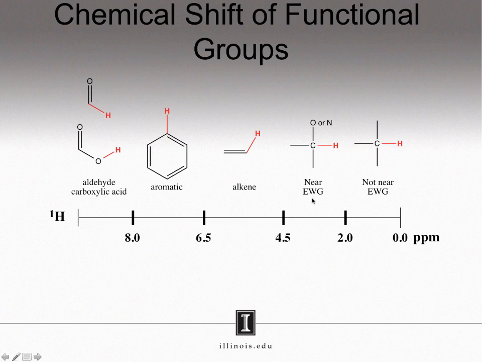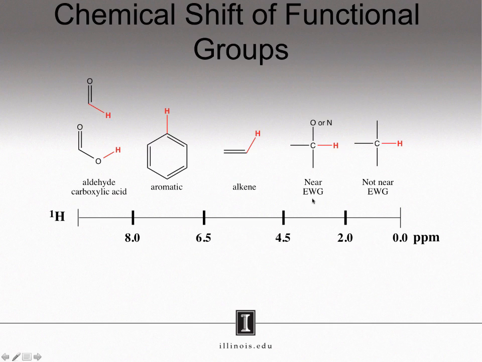Not all electron withdrawing groups are equivalent. Carbonyls, for example, are electron withdrawing, but they are not strongly electron withdrawing. As a result, hydrogen atoms near a carbonyl, notice how I'm saying near, not attached to. You will see in a little bit how hydrogen atoms attached to an aldehyde or attached to a carboxylic acid are very far downfield. But for normal hydrogen atoms that are near a carbonyl, those tend to be around 2 to 2.5 ppm because a carbonyl is not a strong electron withdrawing group. In contrast, hydrogen atoms near, say, an alcohol or an amine tend to be farther downfield, from 3 to 4 ppm.